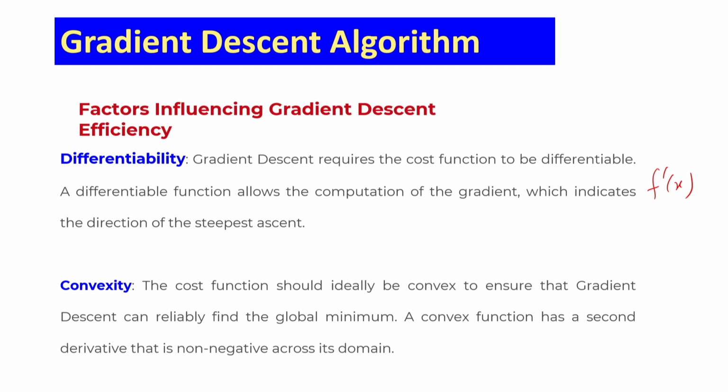Now, the second important factor is the convexity of the function. The cost function must ideally be convex to ensure that gradient descent can reliably find the global minimum. And how do you measure the convexity? Simply by the second derivative. It must be non-negative, right. That is the condition of minimization. For minimization, first you calculate the first derivative, put it to 0, then calculate the second derivative for the value of x for which the first derivative is zero. If the double derivative is non-negative, then only it is a minimum, right. That is what exactly it is telling. This is nothing new. So, hope I have made it clear.